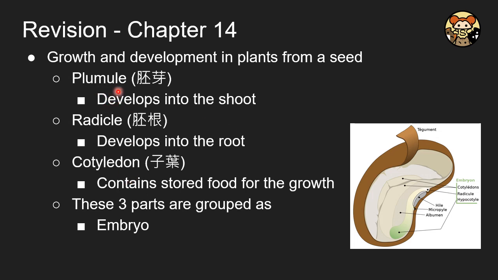That is the plumule and also the radicle and also the cotyledon, because these three terms are combined, known as the embryo. And the plumule will develop into the shoot, and the radicle will develop into the roots. As for the cotyledon, it contains the stored food for growth.